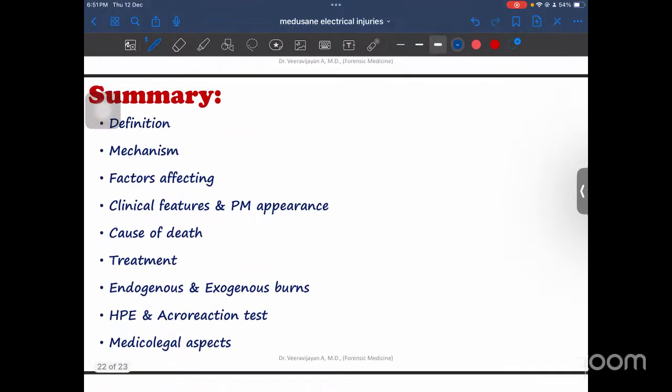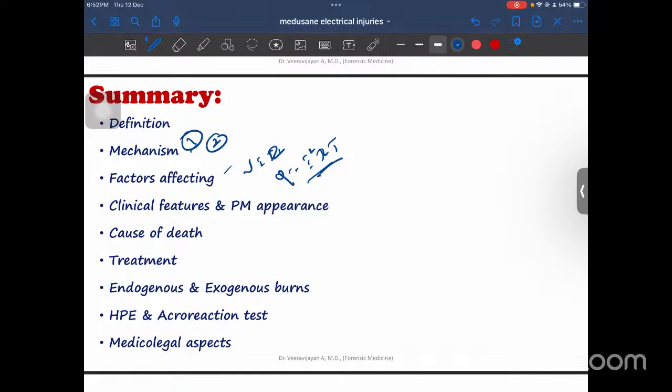Then our last part, the summary of this class. We have to know the definitions of electrical injury and electrocution, the difference, and the mechanism. In mechanism, one is cellular depolarization, another is production of heat. Factors affecting: two laws, V equals IR, Ohm's law, and Q equals I squared RT. Apart from this, the pathway of current, the part in which it is executed, and surface area.